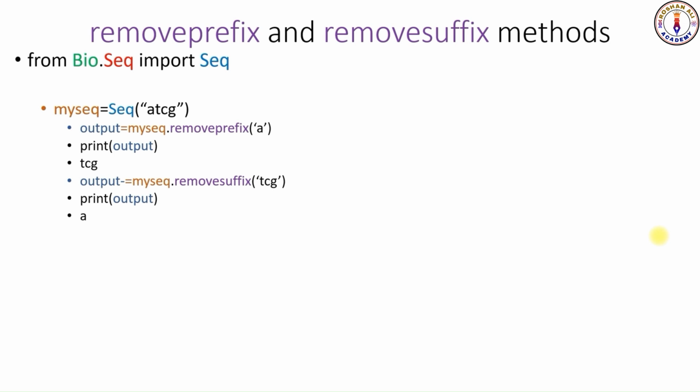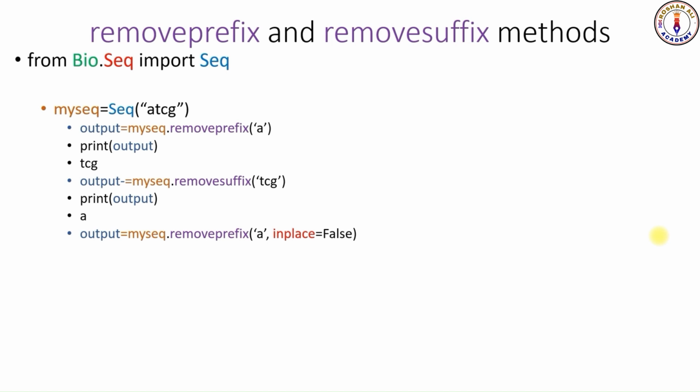There is an option in these two commands and some more upcoming commands called inPlace. If the value of inPlace is false, your mySeq will not change. The modification will only be saved in the output.